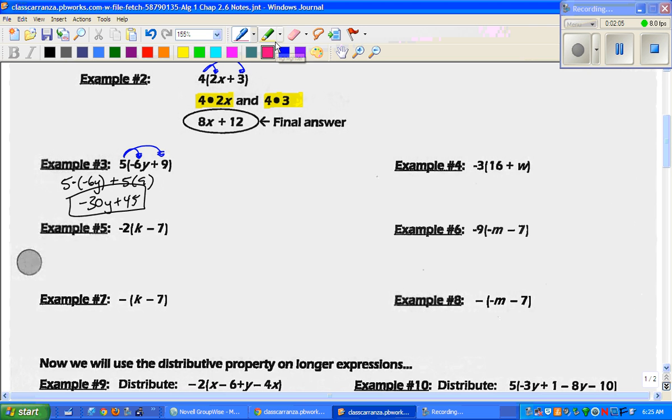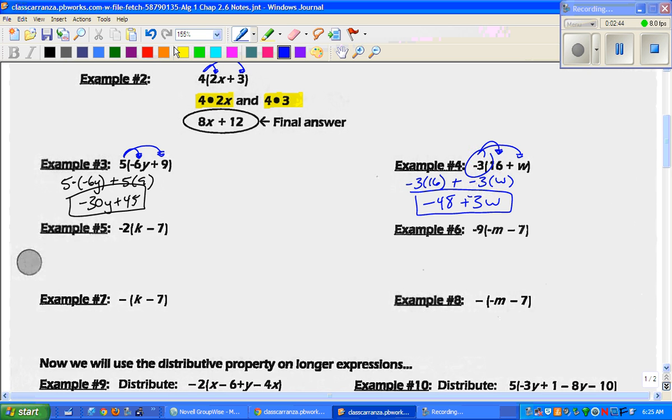Okay, now that works with negatives too. Okay, we have -3 times 16 plus -3 times w. And when you multiply that out, you get -48 minus 3w. And you can keep that as plus a -3w if you want to. Okay? Example number 5 now.